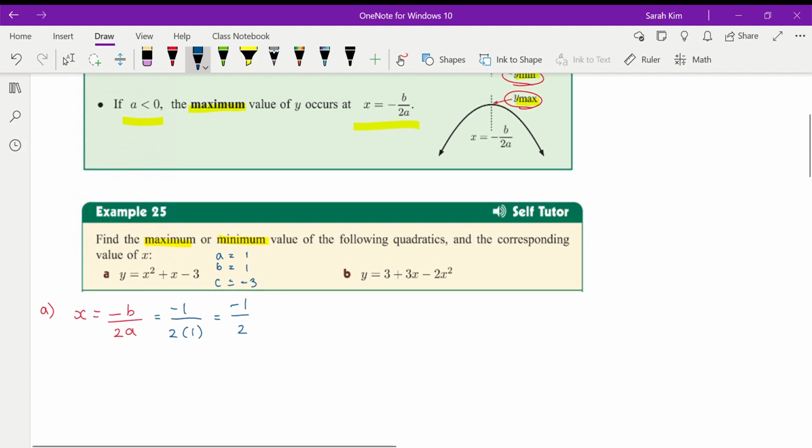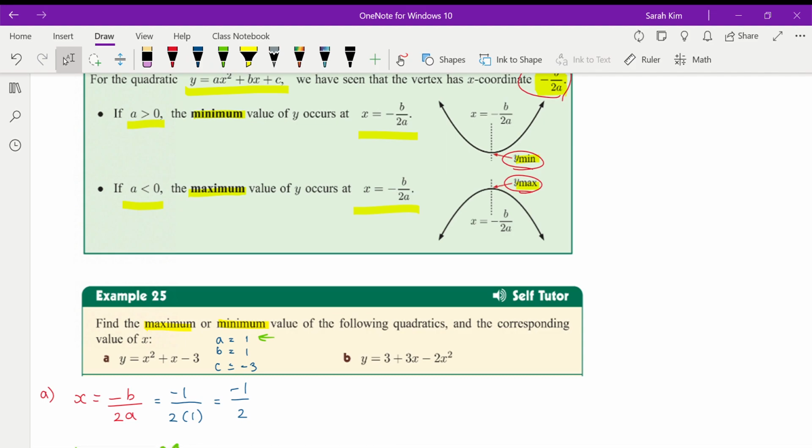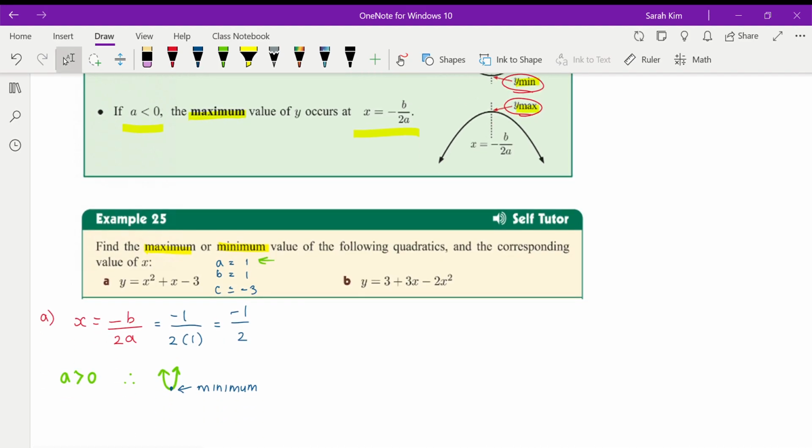Now, is it going to be a maximum or a minimum? In order to tell, you just look at your a value. My a is greater than 0, it's 1, so therefore it's going to be a concave up graph, meaning that one's going to be a minimum. That's how you tell. Again, you can try to remember it. If a is greater than 0, you get a minimum. If a is less than 0, you get a maximum. Or you can just simply, as I did, try to draw a situation and figure out if it's a minimum or a maximum. So now we're going to be looking for a minimum.